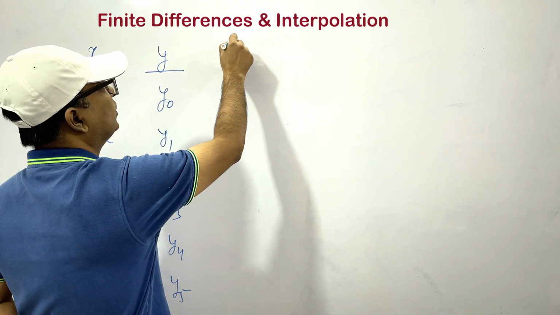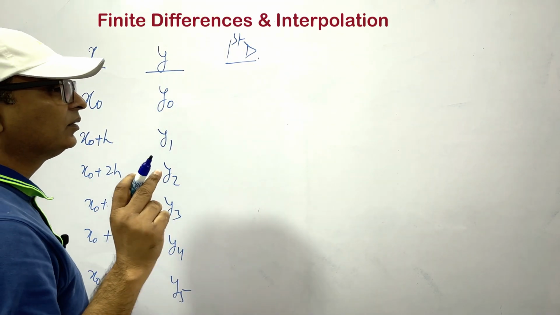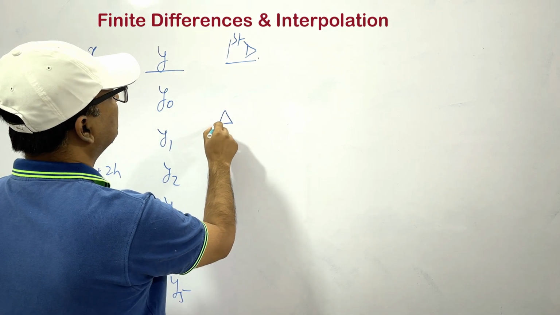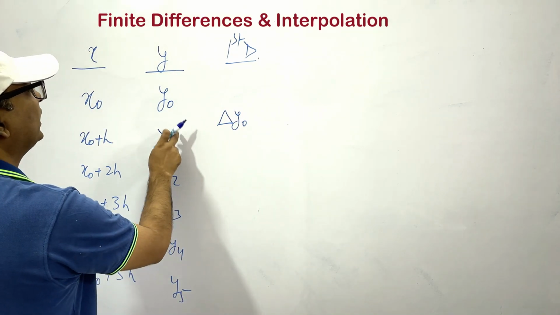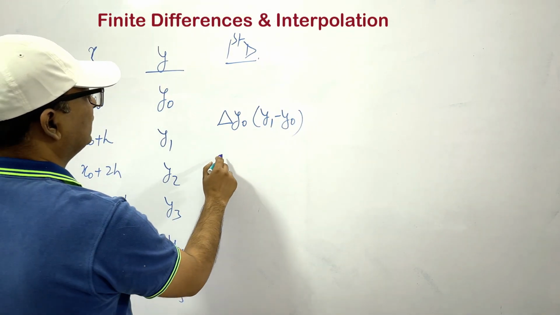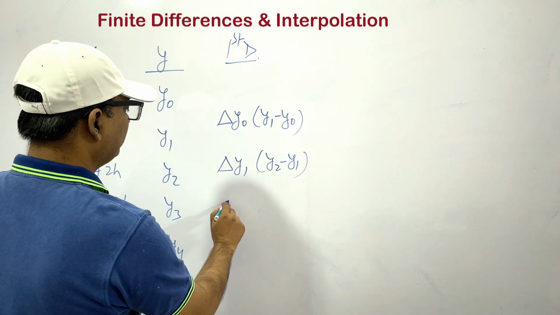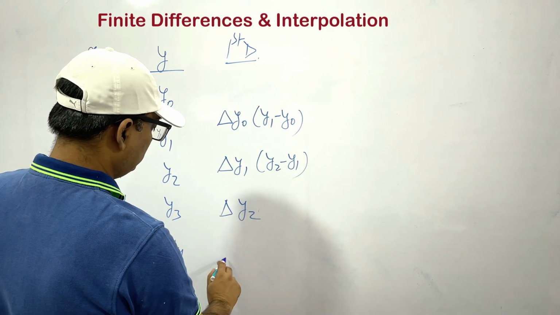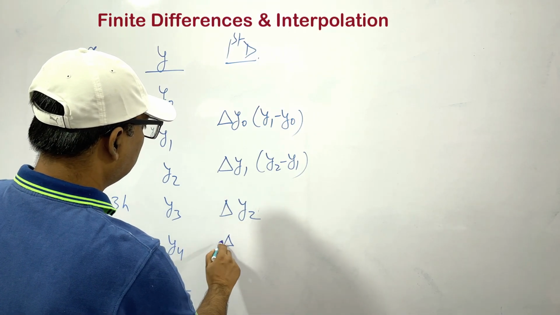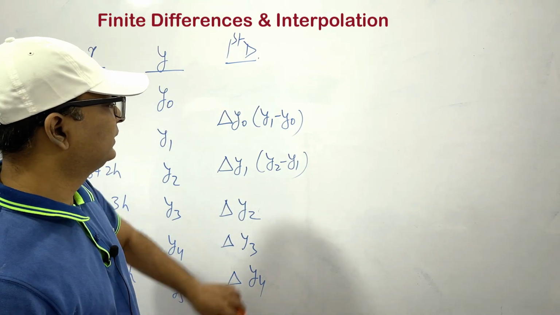Now, this column is first difference. First difference, that is del y0. What it will be? It is this. That is y1 minus y0. Okay. Then del y1, that is y2 minus y1. Then del y2. Okay. Then we have between this and this del y3, and between this and this del y4.